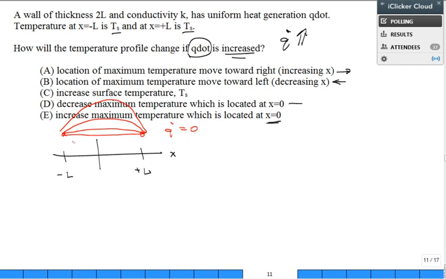But the boundary temperatures are fixed at Ts. That was a mathematical statement. So as q dot increases, the quadratic equation is more severe. So that was our right answer. Some people may think it's got to affect the boundary condition, but that's what's fixed in our mathematical solution.